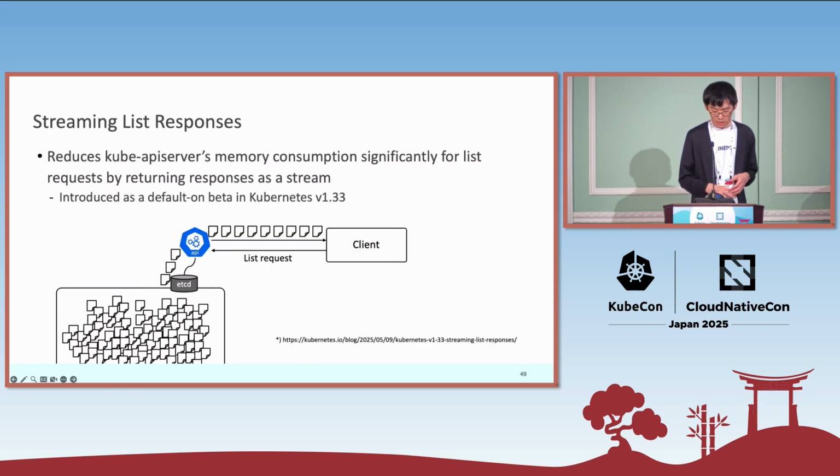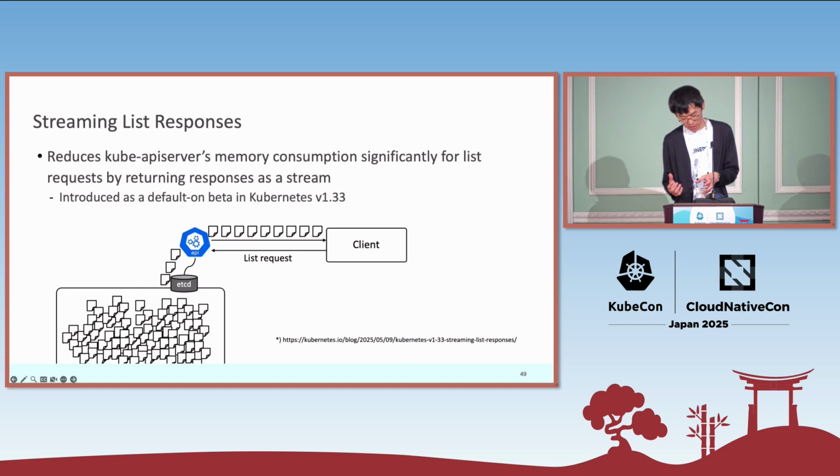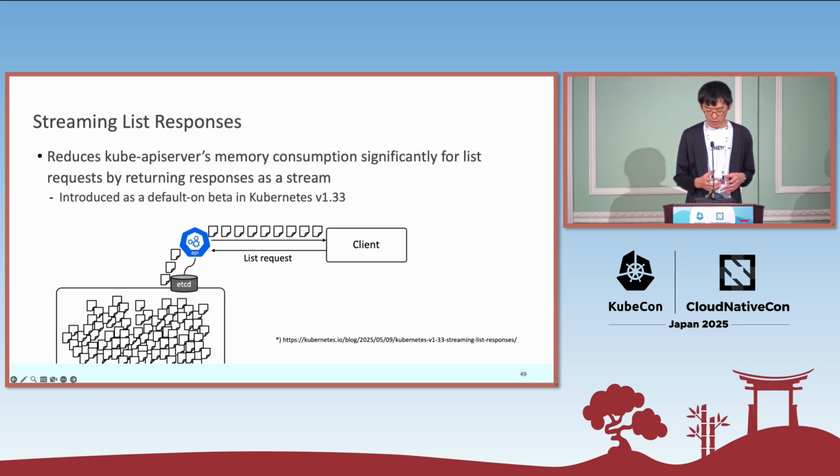The issue of API server memory consumption is already being addressed by the upstream Kubernetes community. The solution is replacing the bulk response to list requests with streaming. From Kubernetes version 1.33, this feature is enabled by default, and it can be used without any changes on the client side.